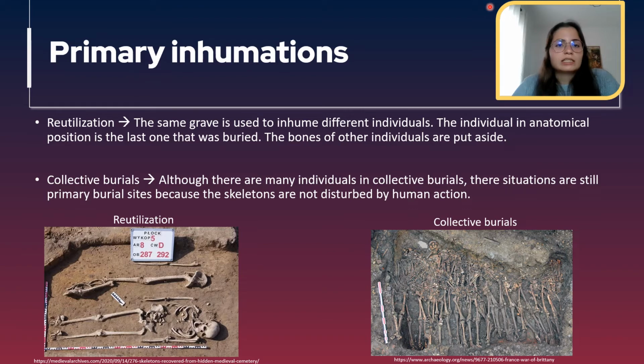And finally, the collective burials. Although there are many individuals in collective burials, these situations are still primary burial sites, because the skeletons are in their original place of burial. As you can see in this image, this is a collective burial, and it has a lot of bones. But if you look at all the legs of the individuals, you see that all of them are articulating, which means that these bones weren't moved to another place after they were buried.